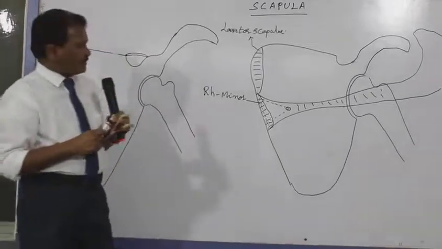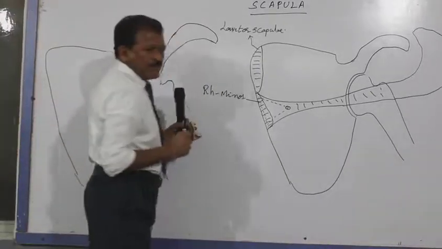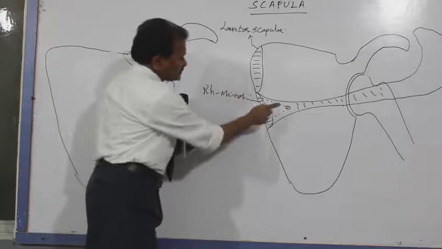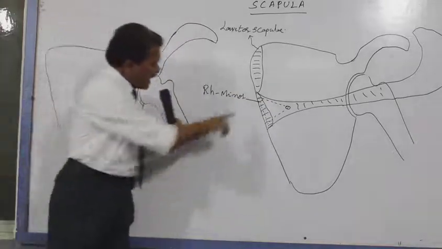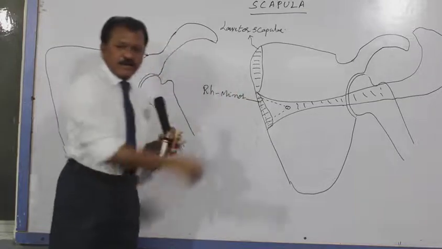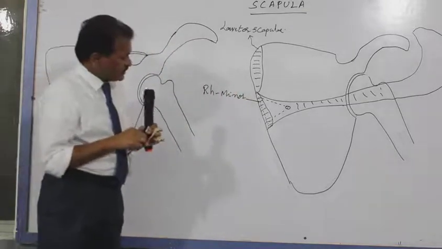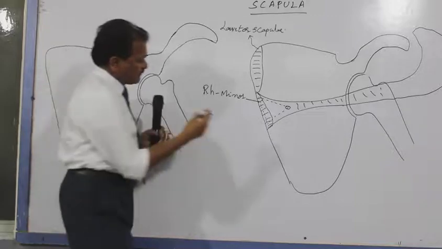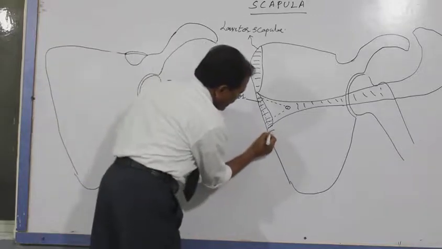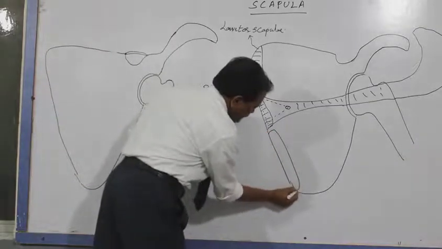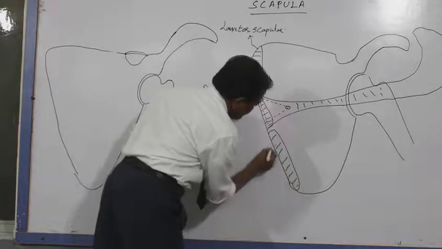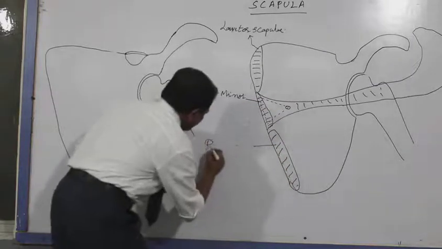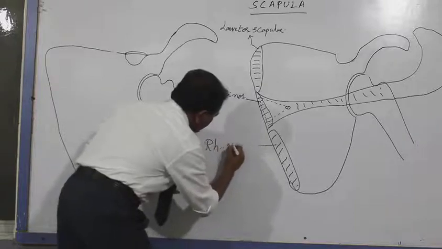Rhomboideus minor muscle insertion takes place at the root of the spine of the scapula, on the dorsal surface of the scapula along with the medial border. And below this there is the insertion of the rhomboideus major muscle. The rhomboideus major muscle insertion takes place at this level. This one is the rhomboideus major.